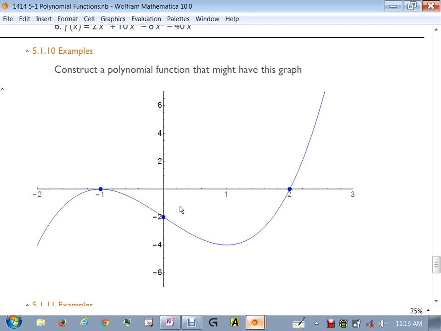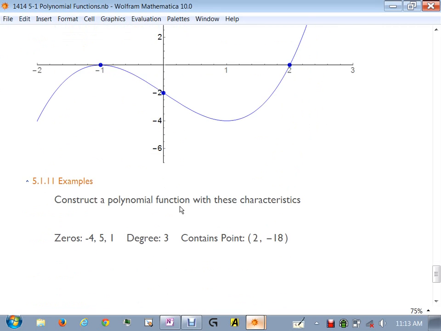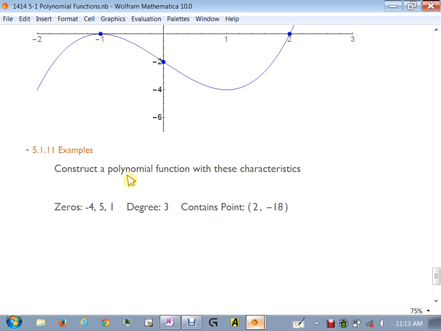But let me give you something similar to that with this example 5.1, point 11. Construct a polynomial function with these characteristics. You have to have zeros at -4, 5, and 1. It has to have a degree of 3, and the graph has to go through this point. So let's see if we can make this happen.